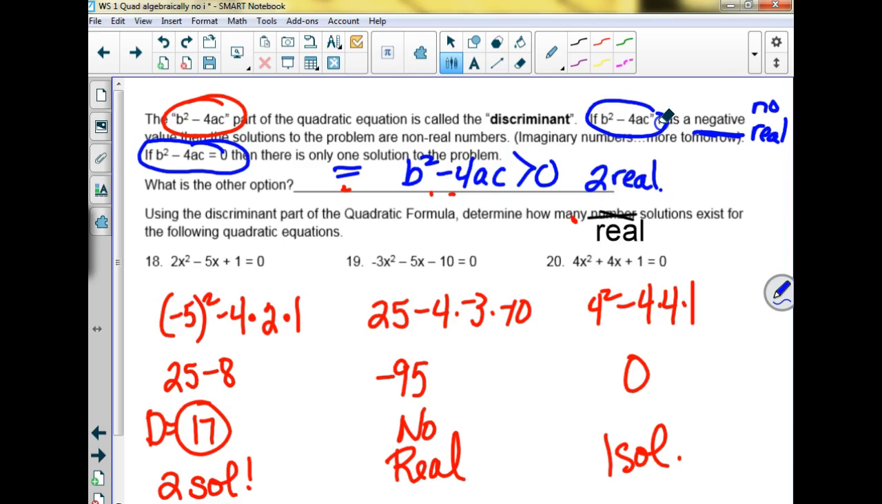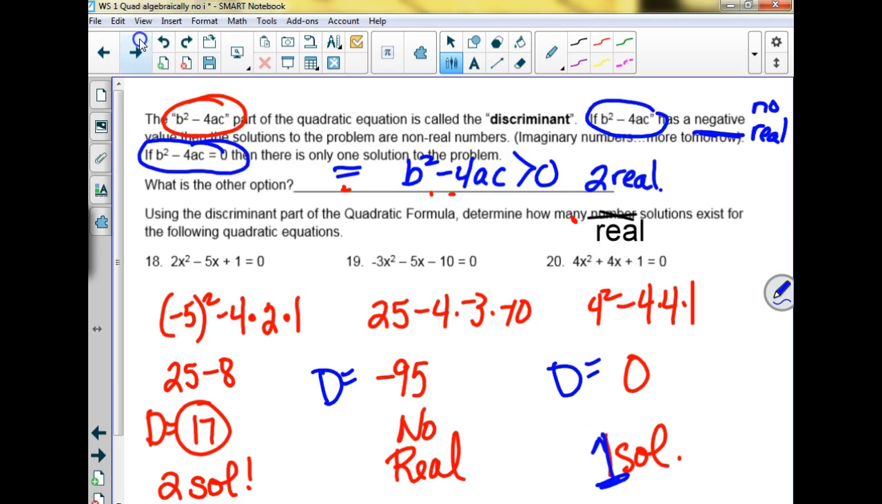Oh, this was wrong? Was it? No, I didn't type something right. I think it is right. Yeah, this is negative 95. And that means there's no real solutions. And this one is 0. And that's supposed to say 1 real solution.